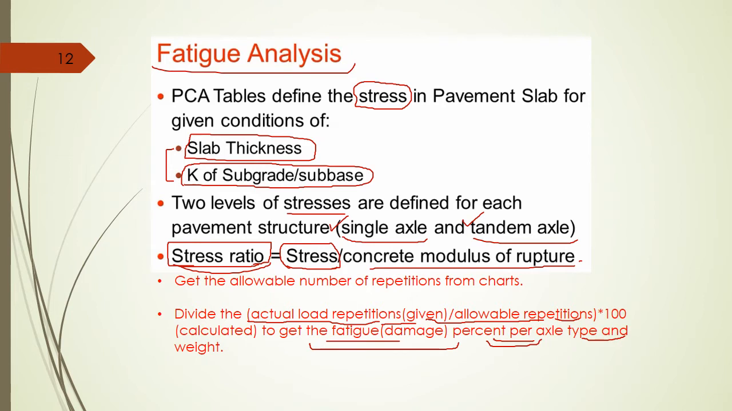يعني هعمل الكلام ده كله للسنجل اكسل، ومرة تانية هعمله للتاندم اكسل، وأجمعهم على بعض، ولازم السم يكون less than 100. دي كده design steps في الفاتيج analysis.